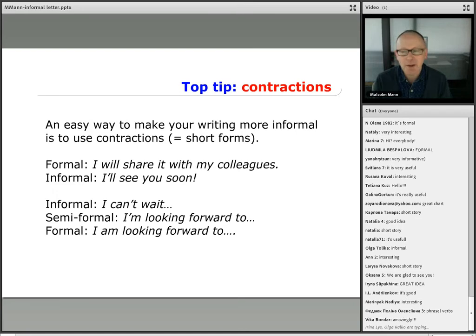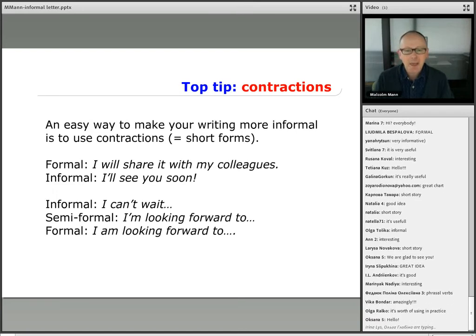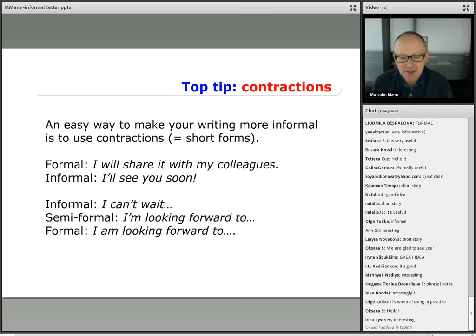Now, I just want to spend a few minutes, we've got about 10 more minutes. I just want to spend 5 minutes on some top tips for our students when they're writing informal letters. And I'll mention other writing types as well at times.